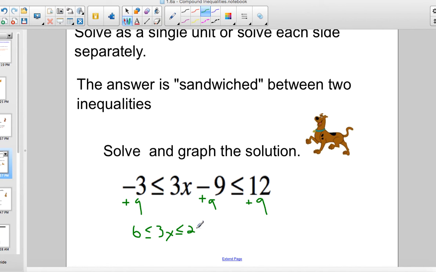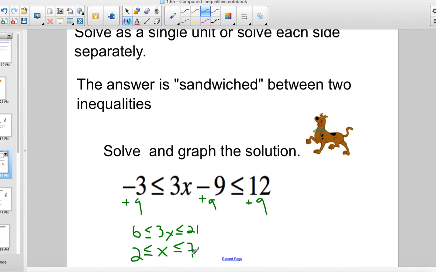And then you would divide everything by 3. 6 divided by 3 is going to give you 2, is less than or equal to x, which is less than or equal to 7. And that's your answer. You always want to write these and inequality answers with the x in between the other two. Again, if you read it x first, it says x is greater than or equal to 2, and x is less than or equal to 7.